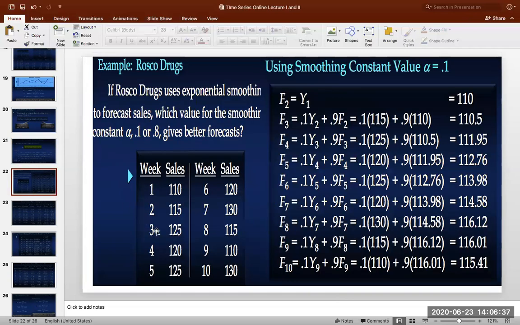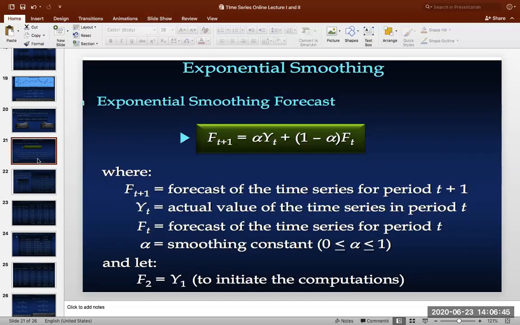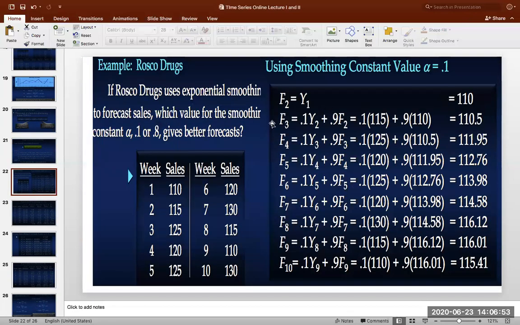So when you look at the same example, the first smoothing constant is 0.1. Which means that if this is 0.1, 1 minus 0.1 will give us 0.9. So in that case, we have 0.1 and 0.9. The forecast for the first year becomes what? F2 is here, which is 100. And then the actual in year 2 is 115. So 0.1 times 115 plus 0.9 times 110 will give us this value.